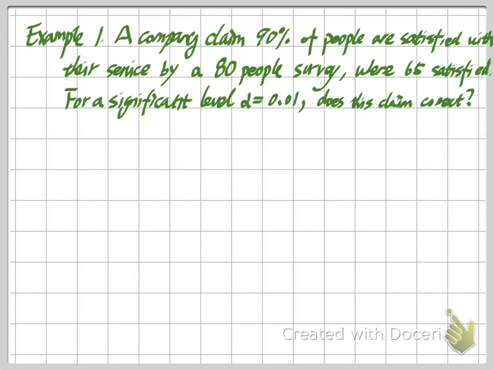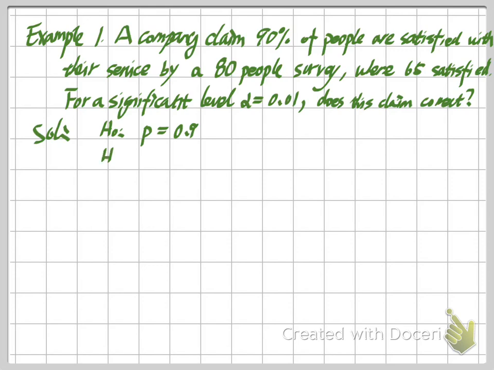For this question, what we want to check is whether the claim is correct or not. In other words, we want to check whether our population proportion is equal to 90% or not. If we want to work on this, the first thing is to write down our null hypothesis. For our H0, P is equal to 90%, or in other words, P is equal to 0.9.